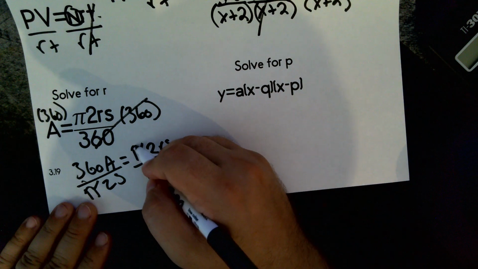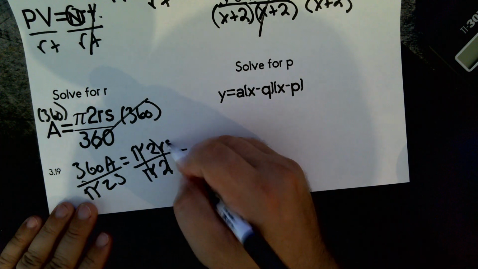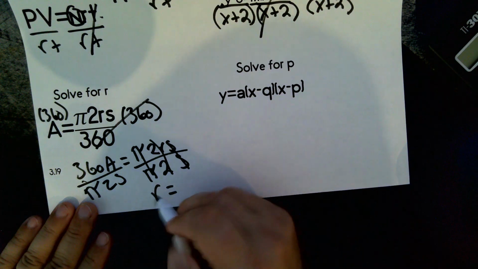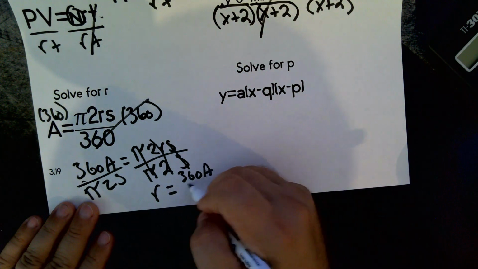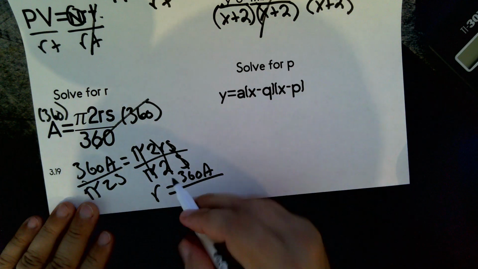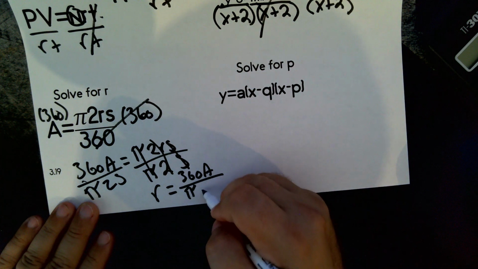So I end up with, and I can just cross these off, r is equal to 360a over pi 2s.